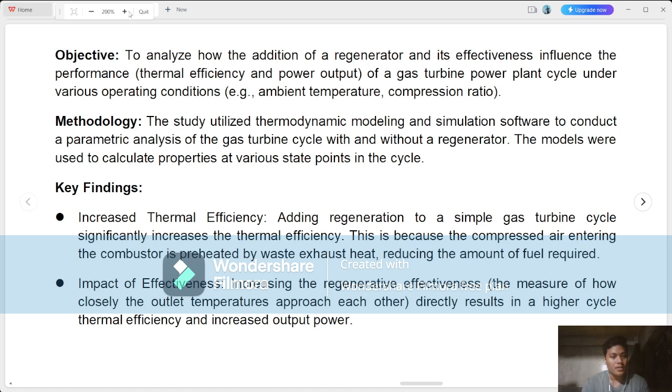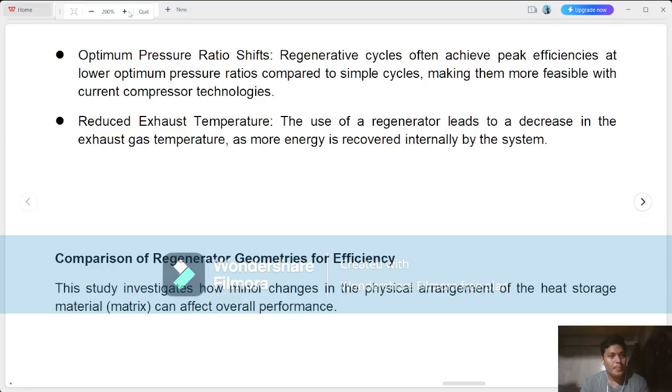Key findings of the research: increased thermal efficiency. Adding regeneration to the simple gas turbine cycle significantly increases the thermal efficiency. This is because the compressed air entering the combustor is preheated by waste exhaust heat, reducing the amount of fuel required. Impact of effectiveness: increasing effectiveness, the measure of how closely the outlet temperatures approach each other, directly results in a higher cycle thermal efficiency and increased output power.